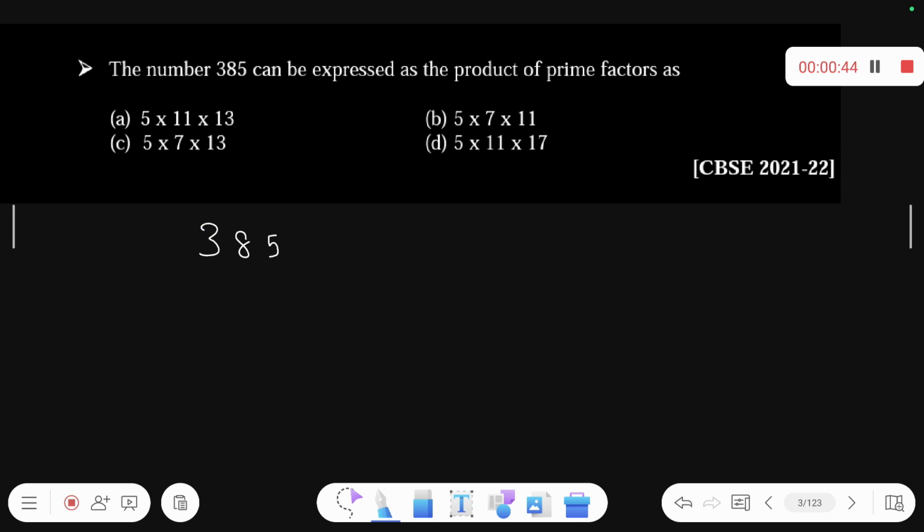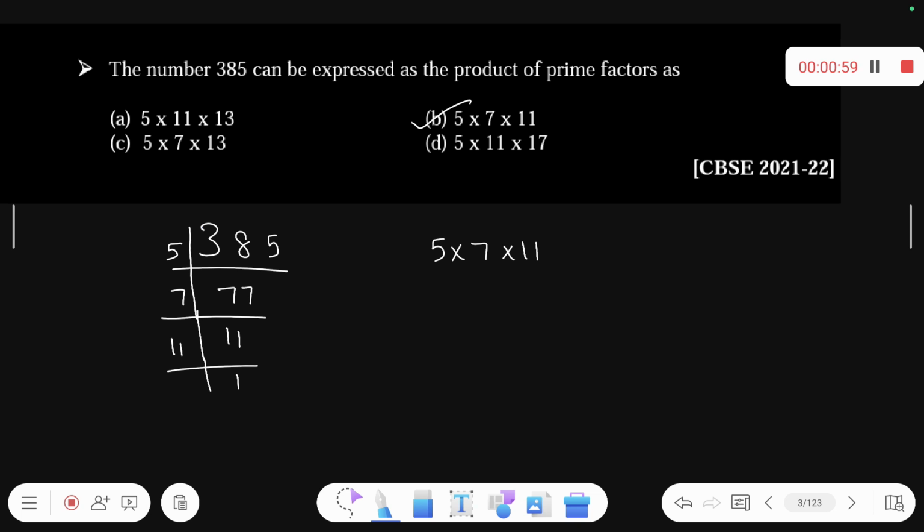385, 5, 77, 7, 11, then so factors are 5 cross 7 cross 11. So B is your answer. Let's move to second question.